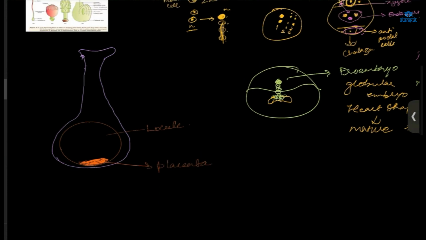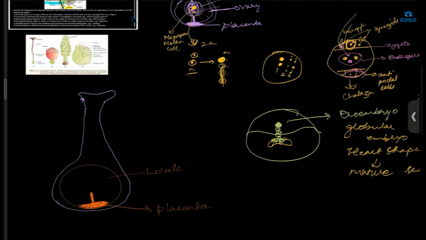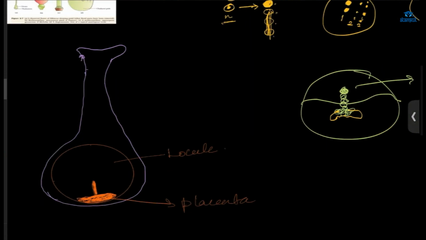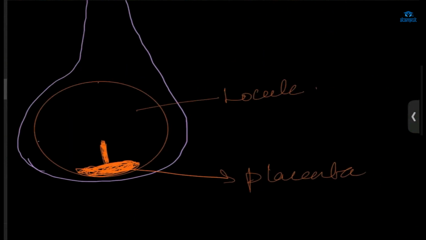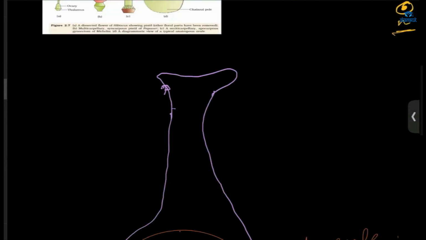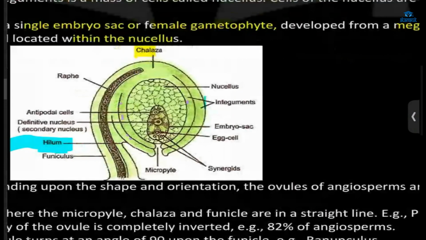Then on top of that, what do we have here? See this stalk. What is it called? Can you tell? And this is our ovule. This is our funicle. Now let's look into this figure. What do we have here? This is our stalk.